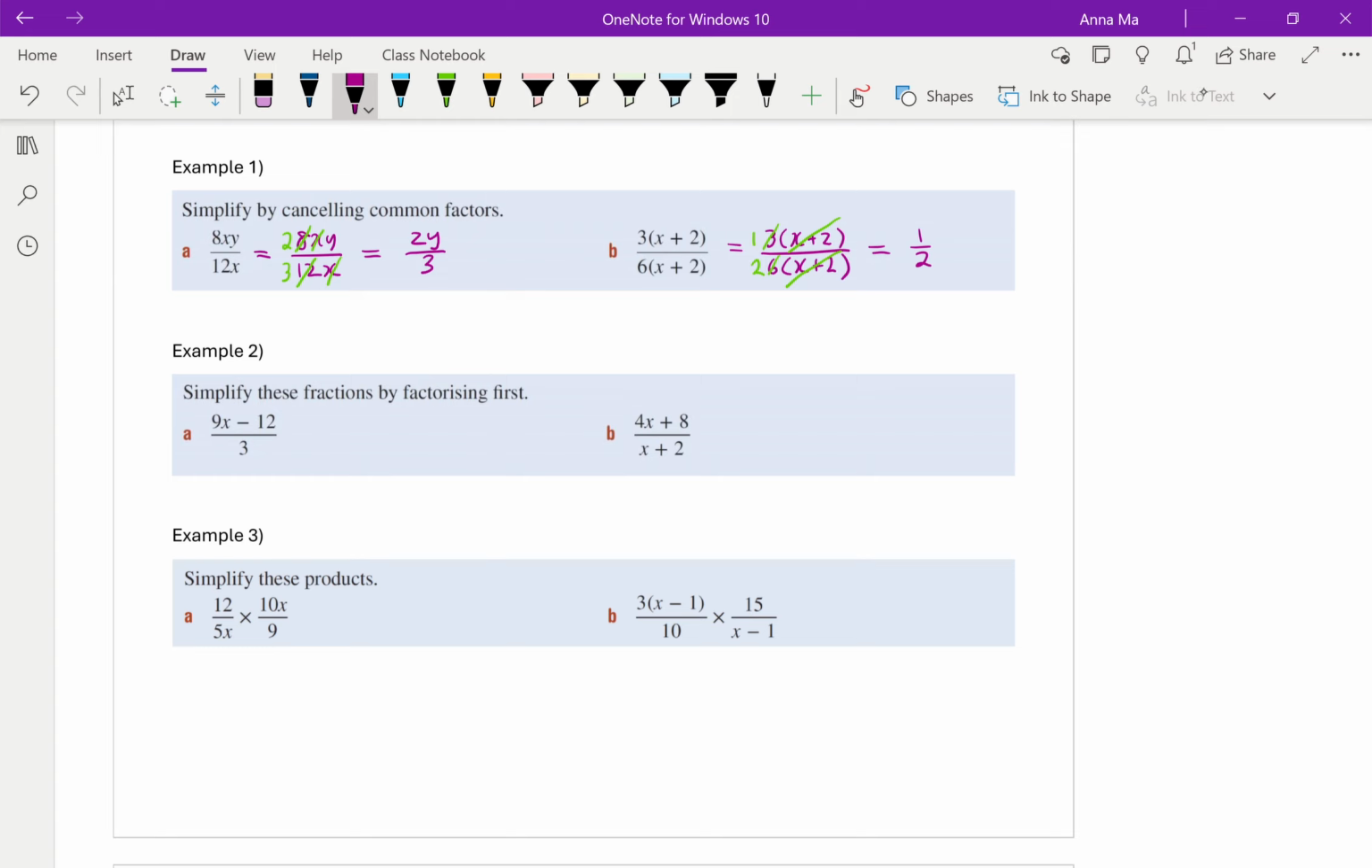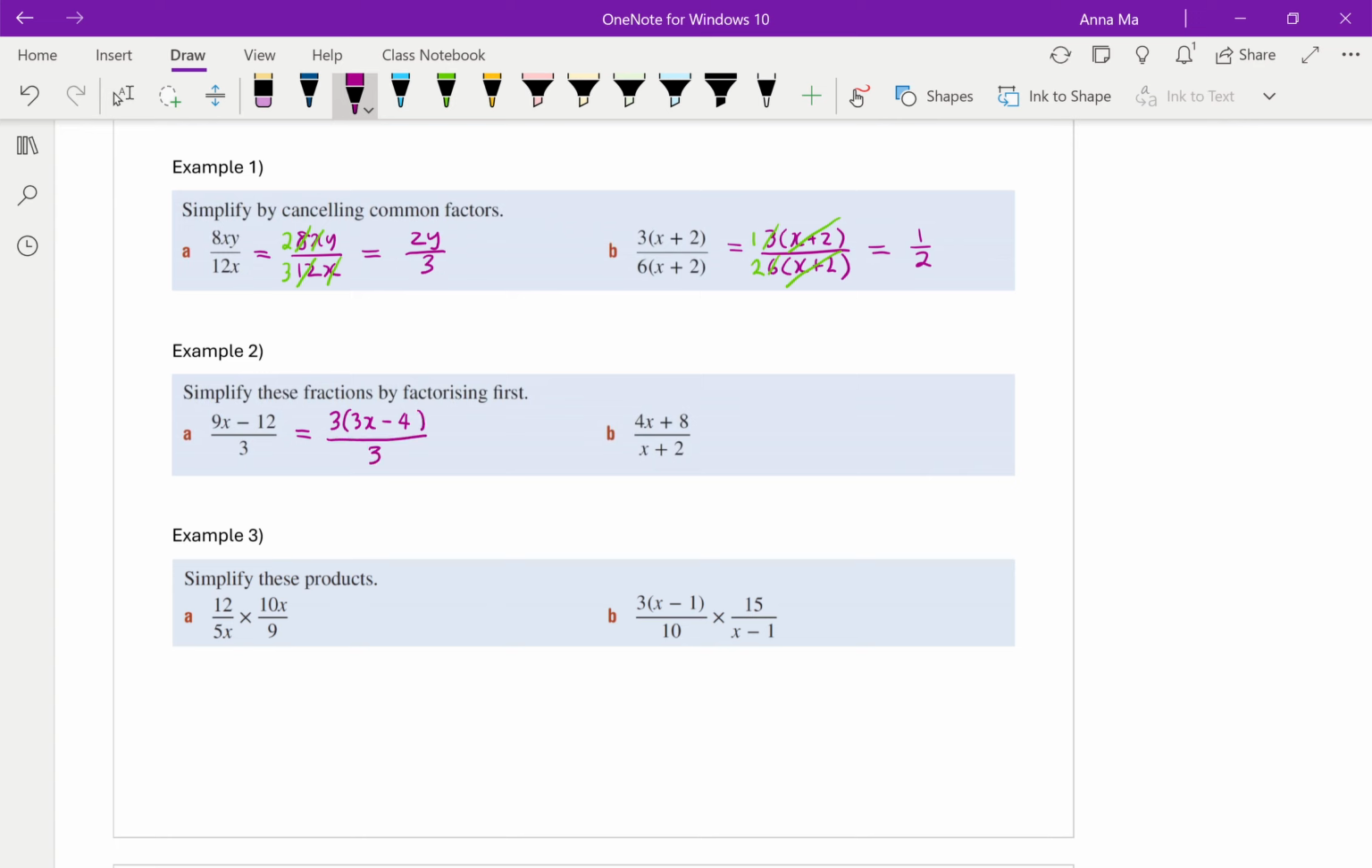Example 2. The question sort of gives you a hint. It says simplify the fractions by factorizing it first. We've done factorizing last lesson, so as you can see on the top here, it's linked with subtraction, so then I can't really cancel out separately like that. That's illegal. So what I can do is maybe factorize the numerator by factoring out a 3, because you can divide both terms by 3. The remaining terms inside the bracket will be 3x minus 4 all over 3.